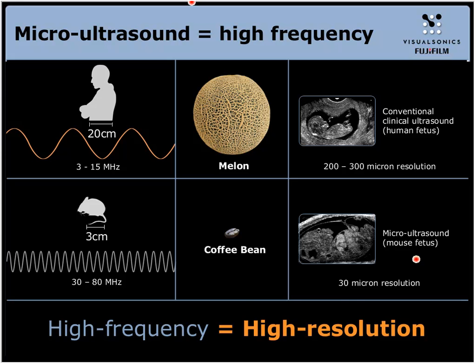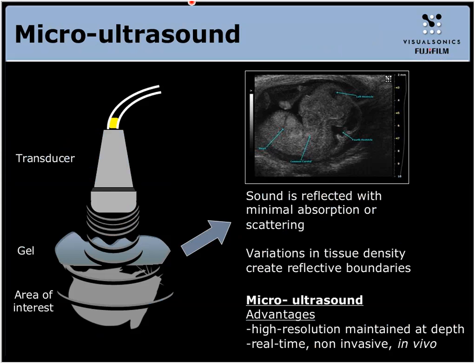So just the workflow, basically you have the small animal subjected to a high-frequency ultrasound that provides an image shown out here. Sound is reflected with minimal absorption and scattering, and basically the image here captures variation in tissue density created by reflective boundaries. Benefits of micro-ultrasound are very obvious. It's high resolution maintained at depth. It's real-time, non-invasive, and non-radioactive in vivo imaging.